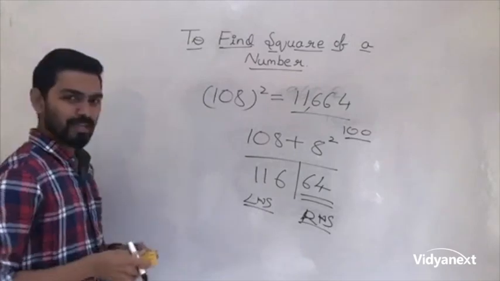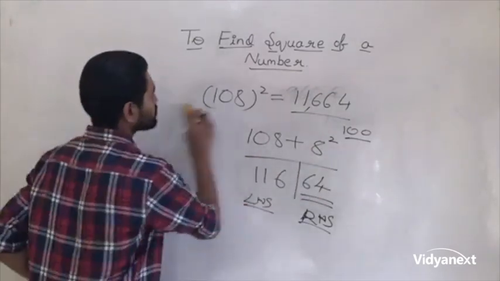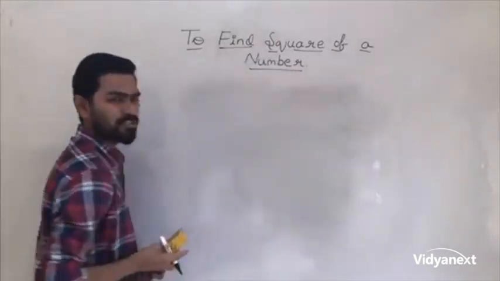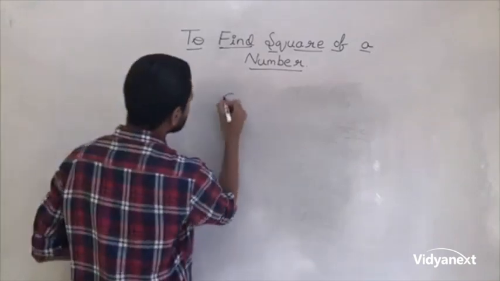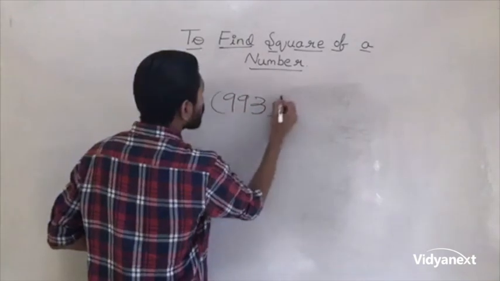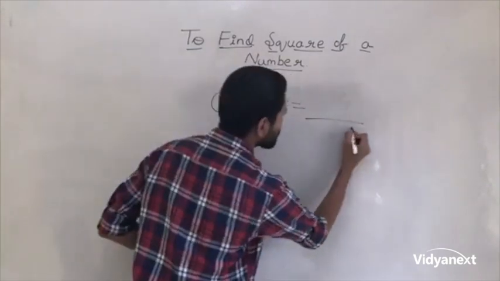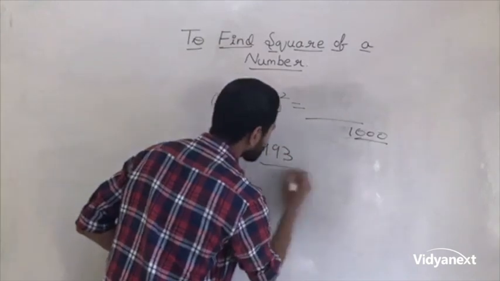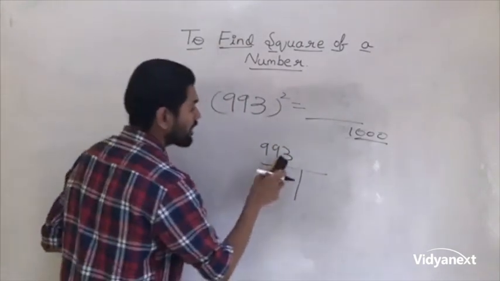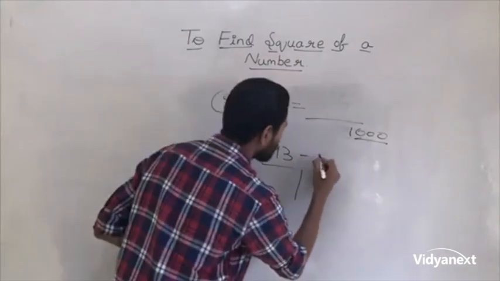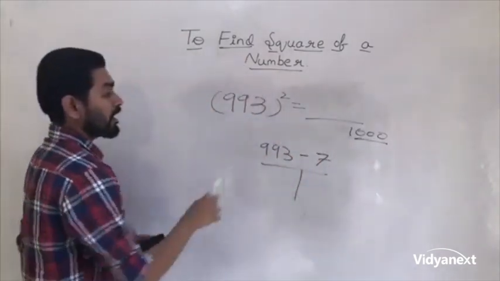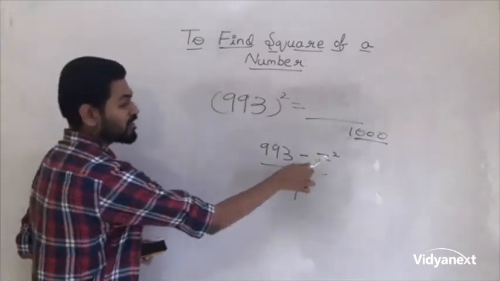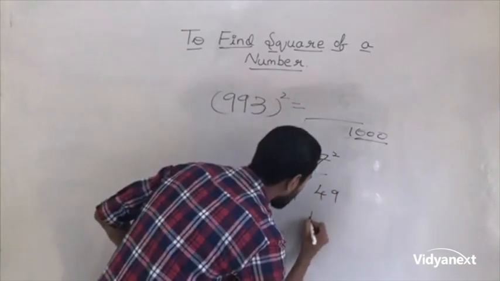Okay, now let us take one more example which is closer to the base 1000. Let us take 993 square, which is closer to the base 1000. Now write 993. Now the deviation between 993 and 1000 is minus 7, as 993 minus 1000 is minus 7. Find the square of this number. 7 square is 49. Write that in the RHS part.